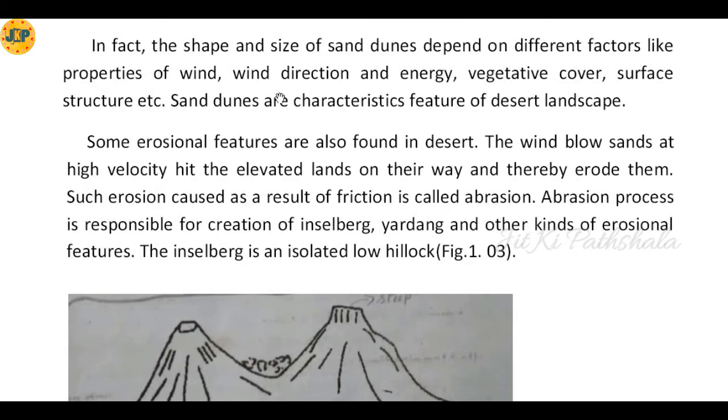In fact, the shape and size of sand dunes depend on different factors like properties of wind, wind direction and energy, vegetative cover, surface structure, etc. That means the shape and size of sand dunes are not the same. This depends on some factors like properties of wind, wind direction and energy. After that come vegetative cover, surface structure, etc. Sand dunes are characteristic features of the desert's landscape. So sand dunes are one of the characteristics that we can see in the desert.